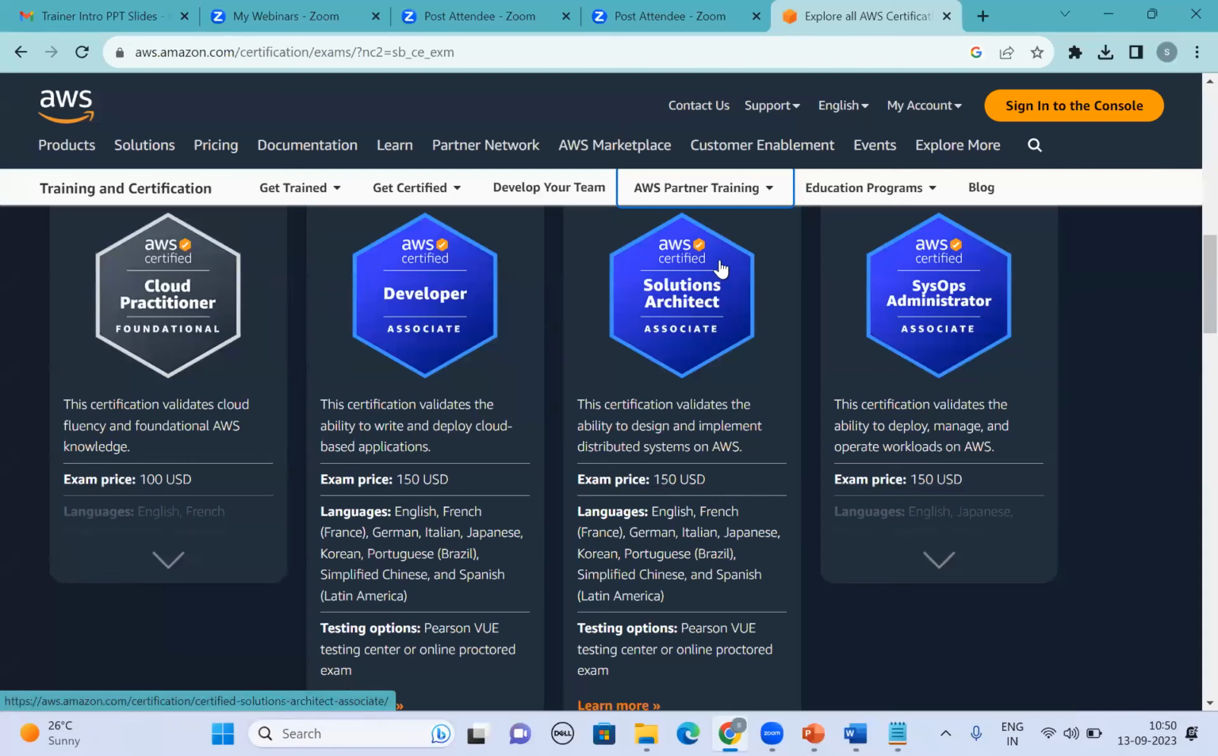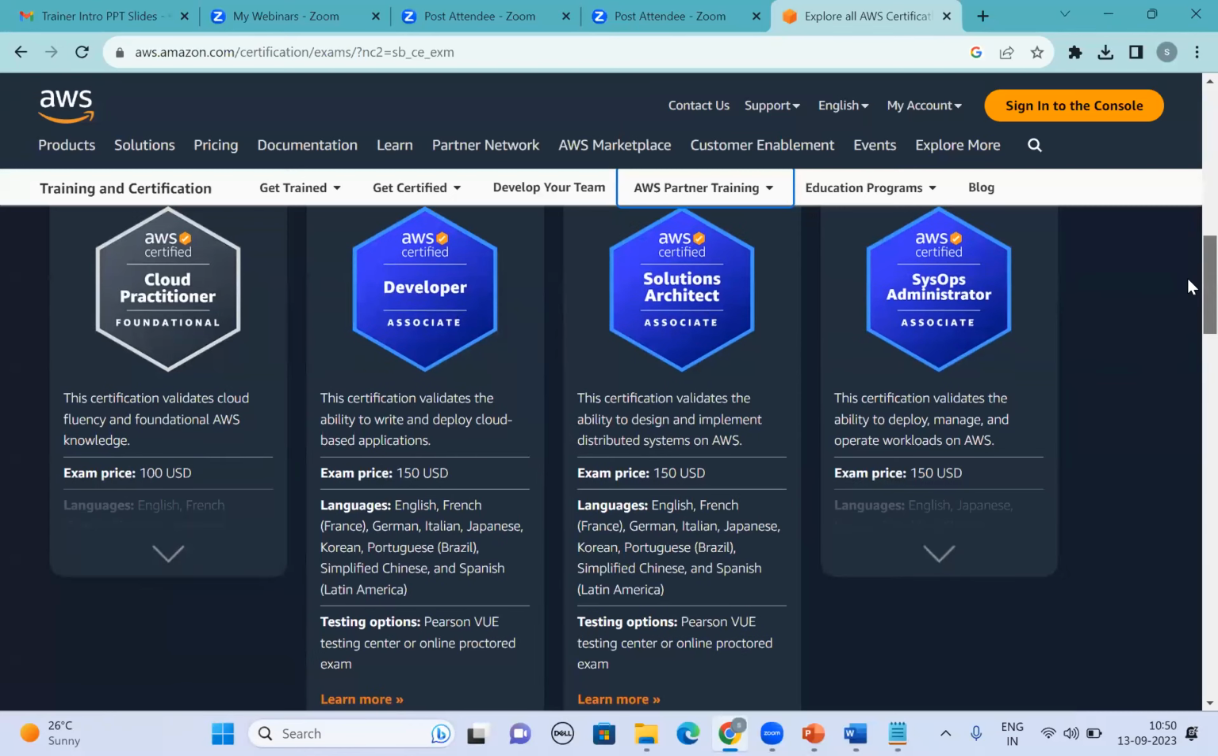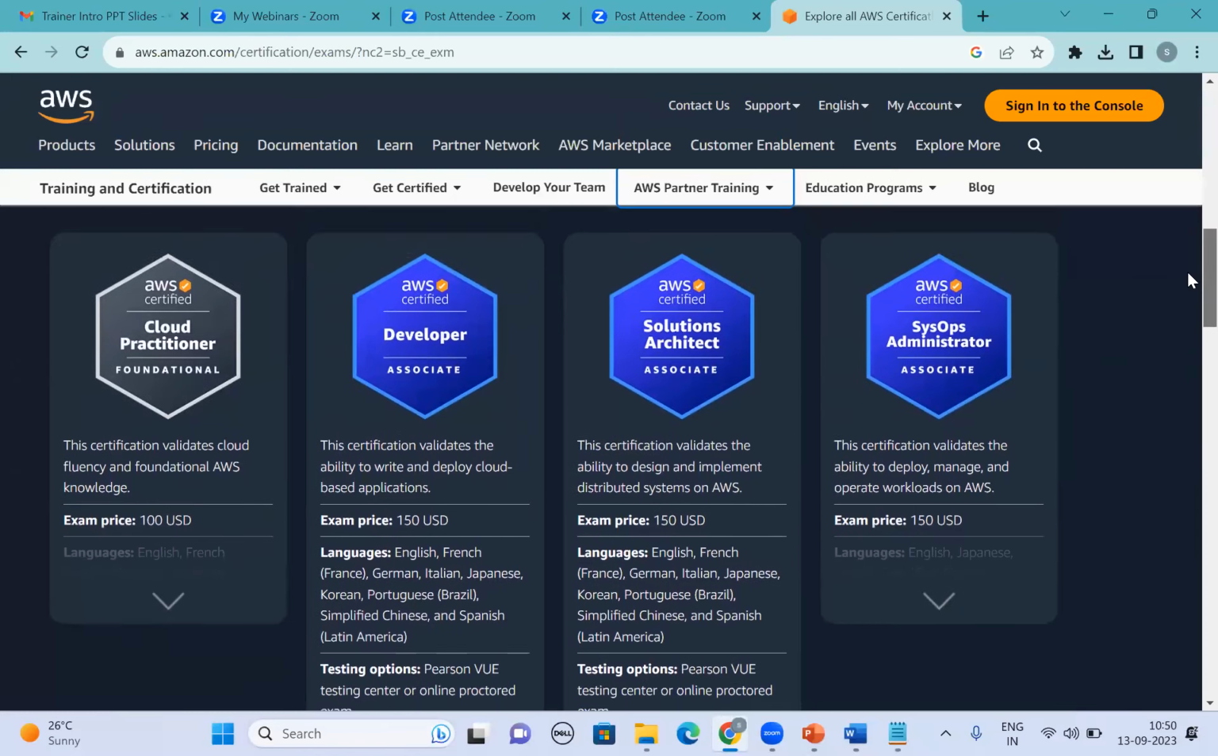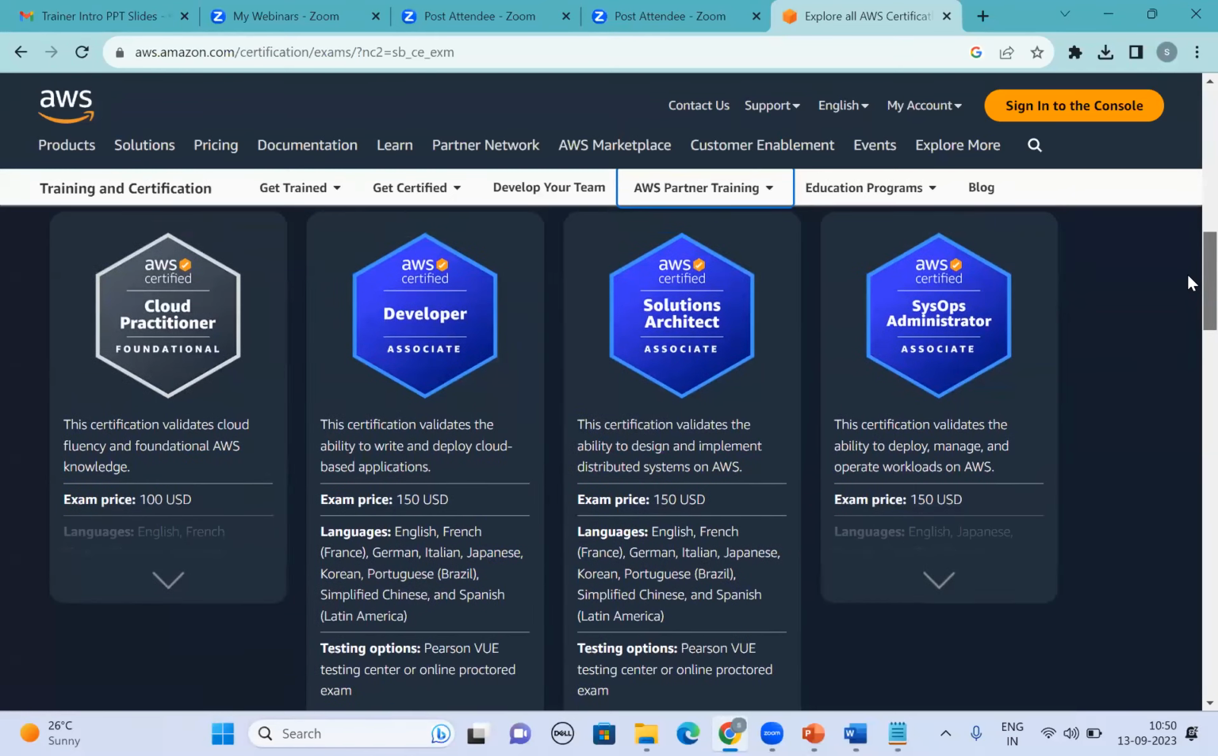If you do the Solutions Architect Associate, you cannot directly do the Developer one, because for developer you need more knowledge on the developer side of certification. So you first have to check whether you want to go with the Developer Associate or the Solutions Architect Associate. That is the one thing I would suggest.